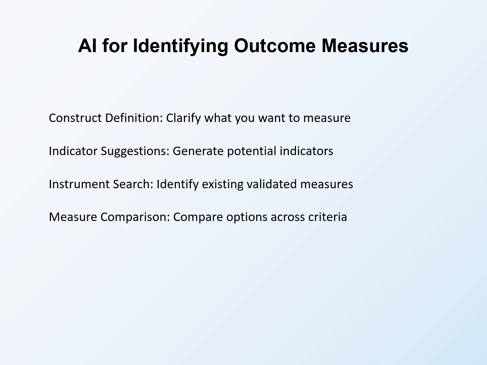AI may not access all relevant literature if it is behind paywalls or not in training data. Supplement AI synthesis with systematic database searches. AI synthesis works best as a starting point for human refinement rather than a final product. Use AI to generate initial drafts, then verify, correct, and elaborate based on direct engagement with sources.